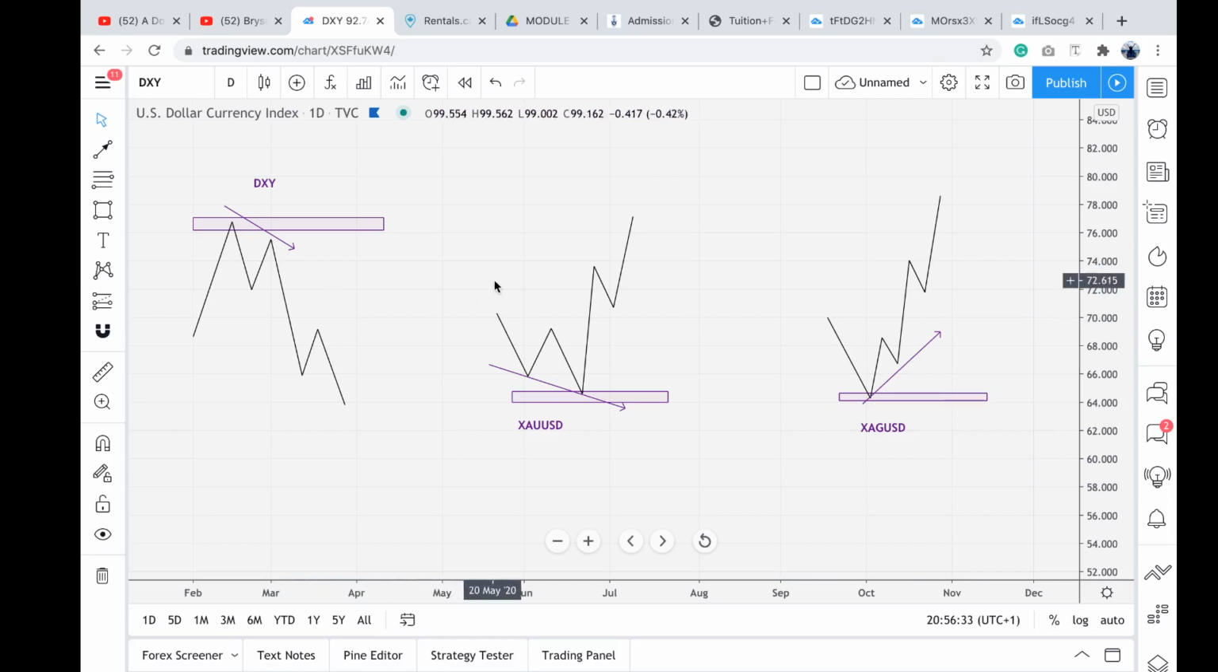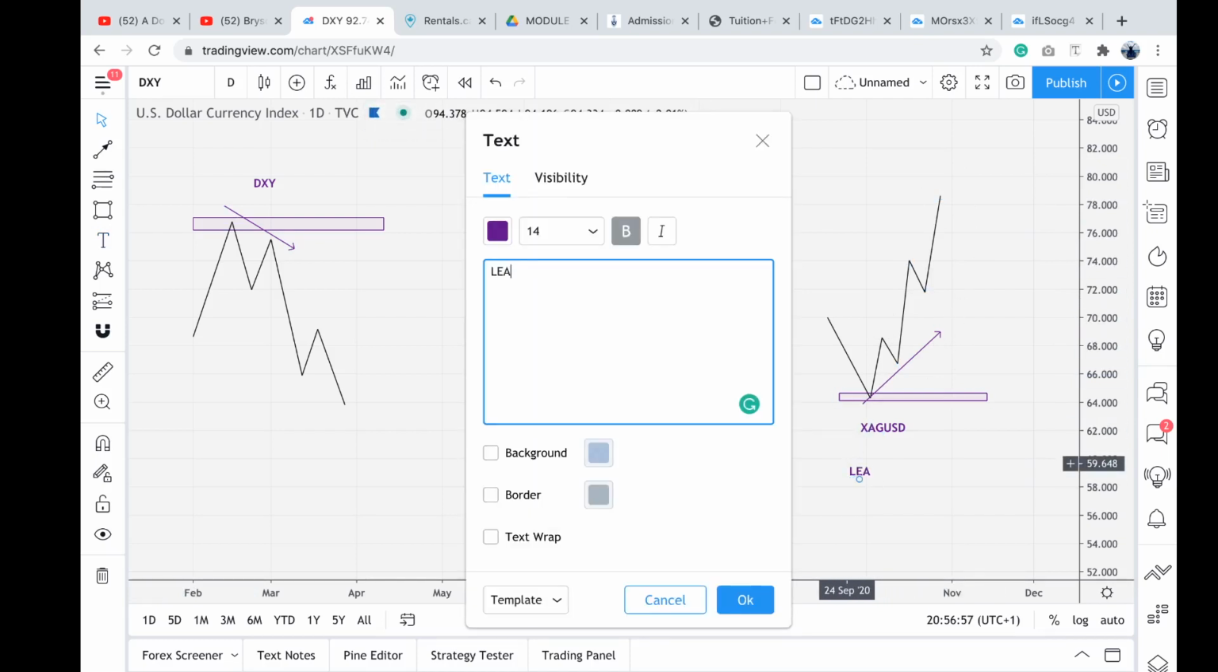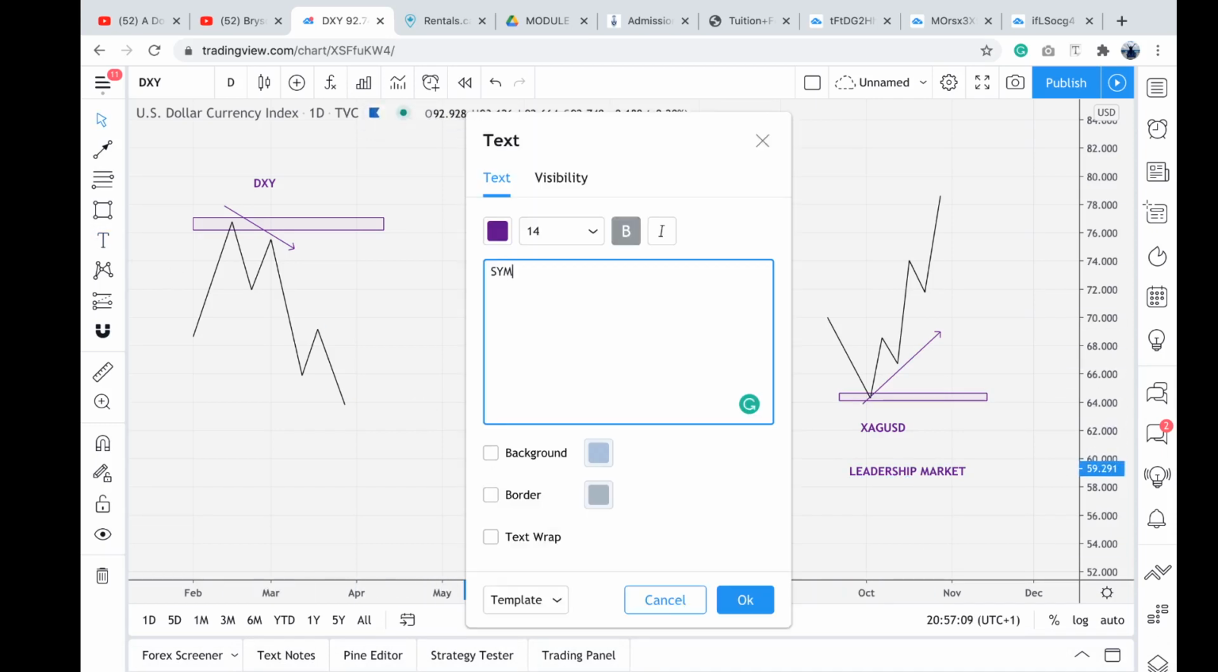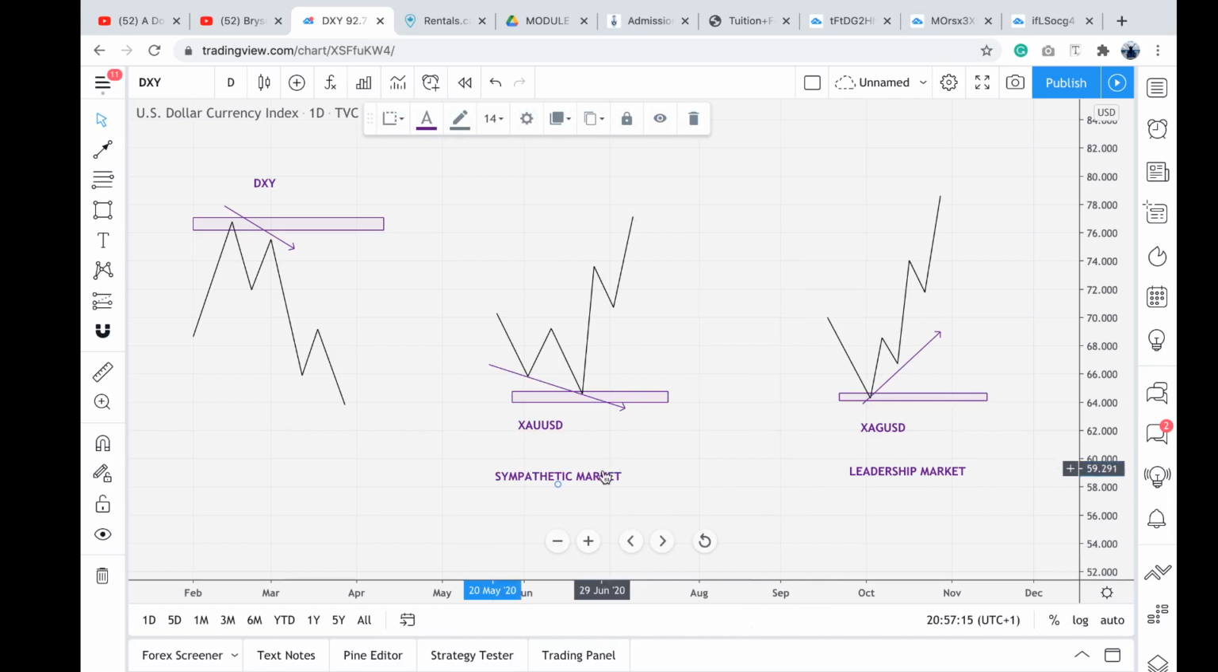If the DXY is making lower highs and one of the foreign currencies, for example a metal like gold, is making lower lows, that shows that this is not under bullish accumulation. So this is eventually going to get in sync with a bearish DXY, but it's going to follow the leadership market, which is going to be silver. So silver becomes the currency under bullish accumulation, and is thus the leadership market, and gold becomes the sympathetic market.